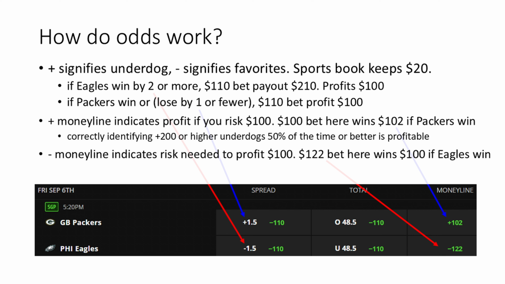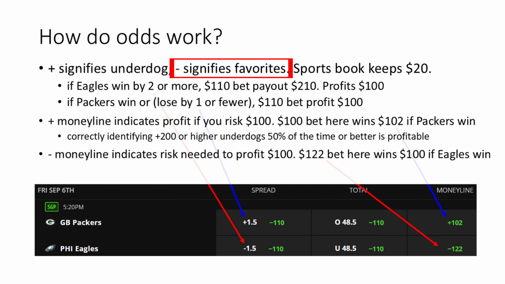How do odds work? Positive odds signify an underdog. Plus 102 means that a $100 bet on Packers will win $102 if Packers win. That is, you get $202. The $100 you place is returned and $102 on top.